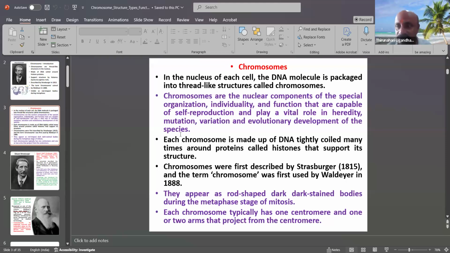Mutation means sudden changes to new characters from the parental to the daughter generation. The word mutation was first reported by the scientist Hugo de Vries. The next one is variations.